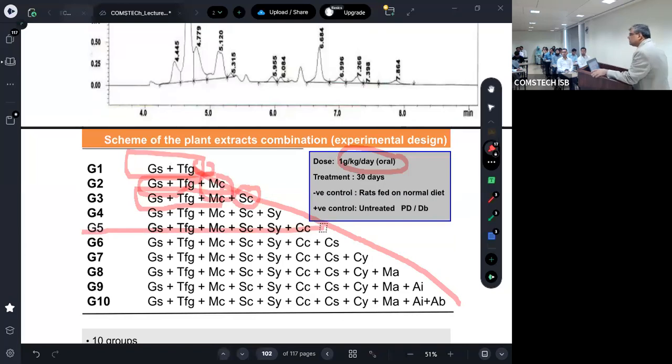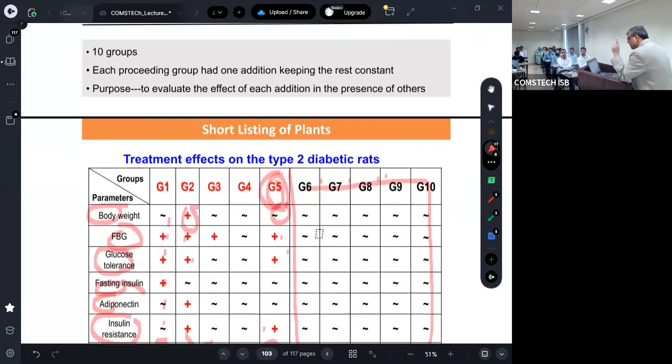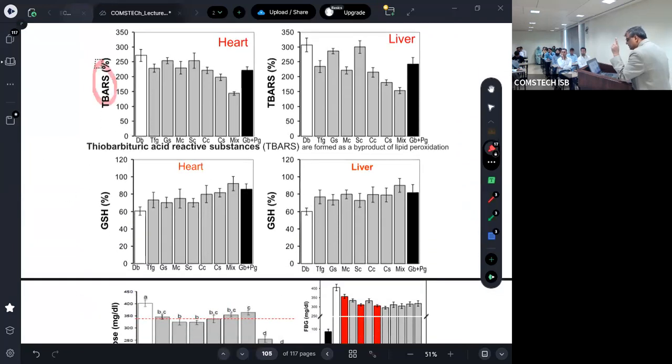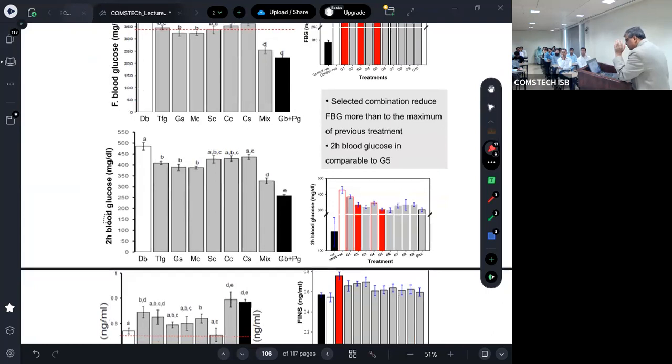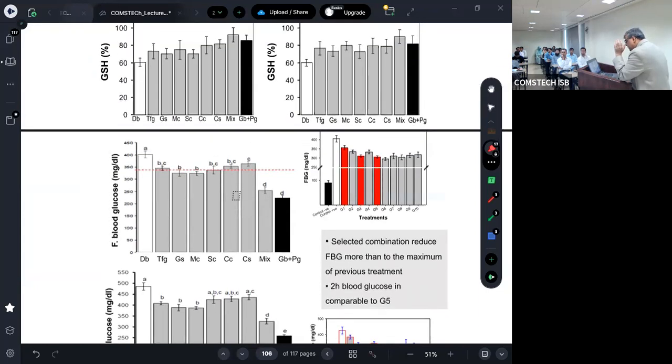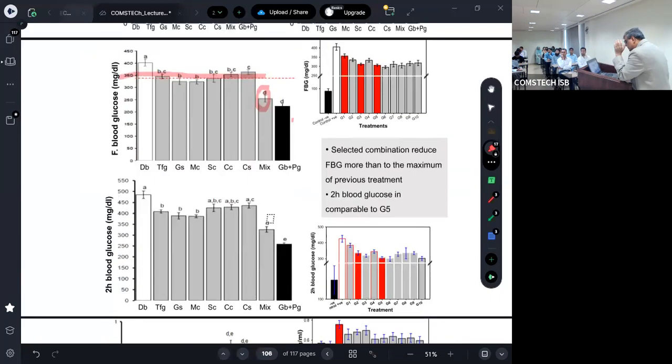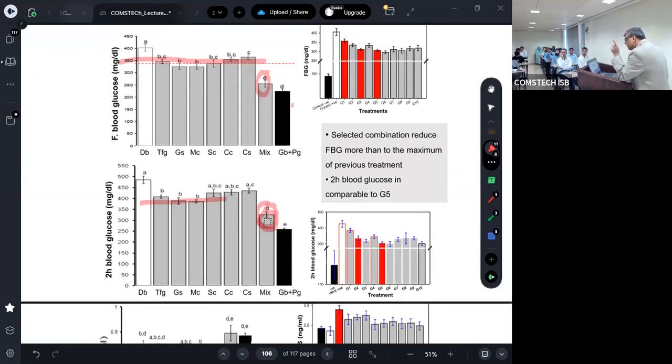This was tested in the obese diabetic rat, where we checked their antioxidant status. We checked the mixture as well as the individual extracts. In antioxidant status, fasting glucose and 2-hour glucose, this is the mixture and this is the individual. Always the mixture shows better results compared to the individual ones.